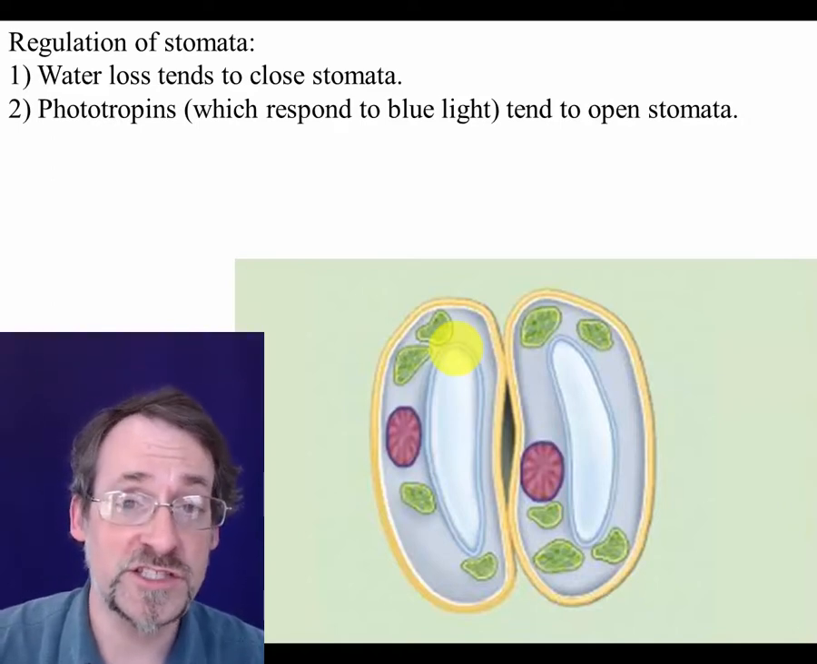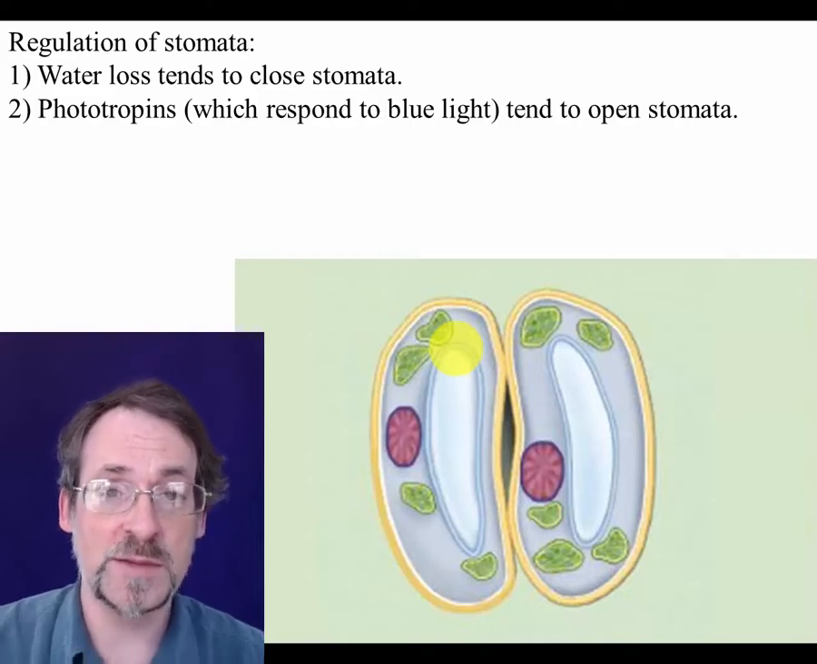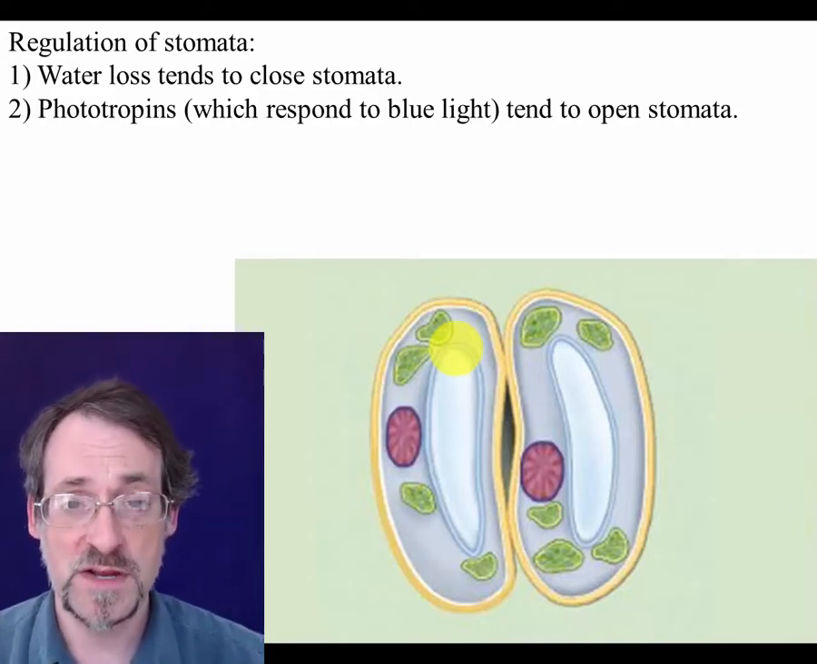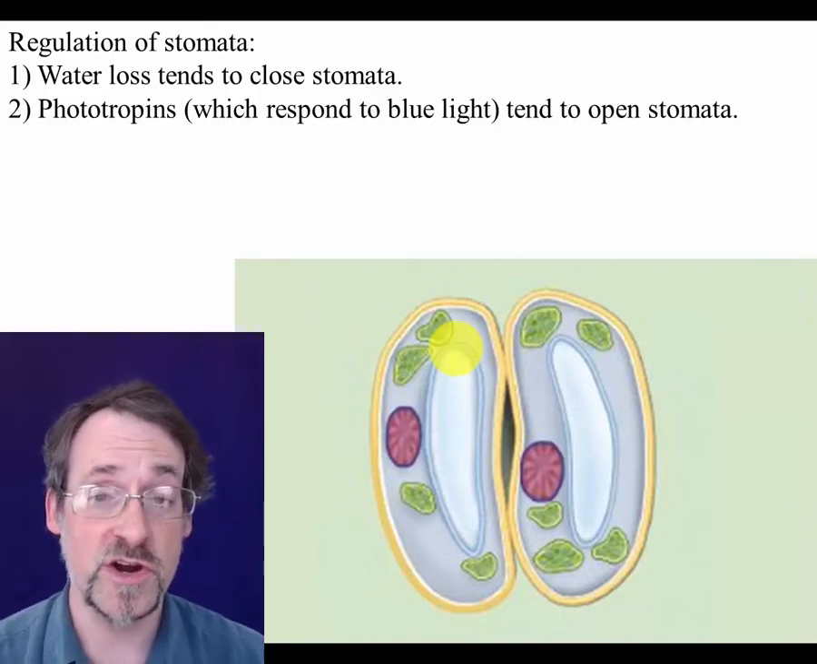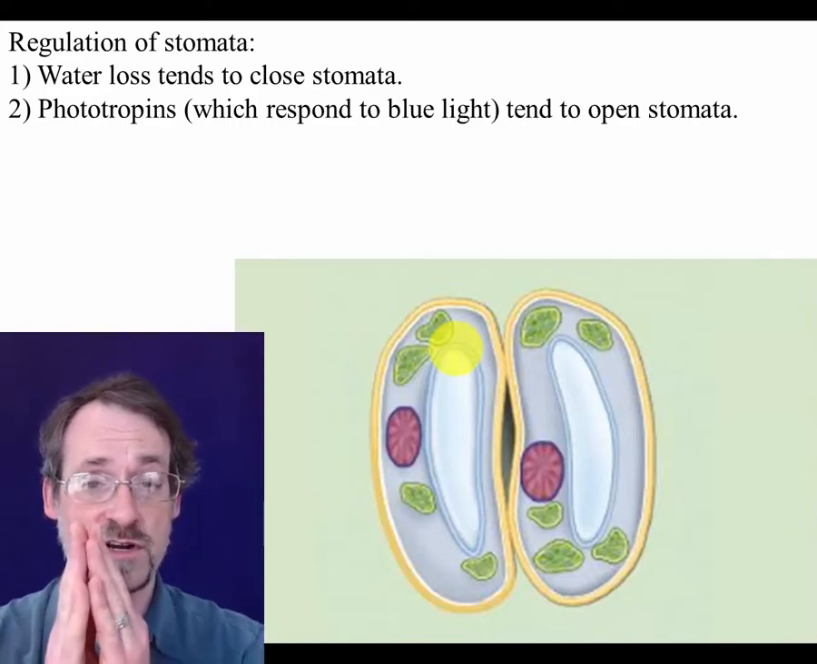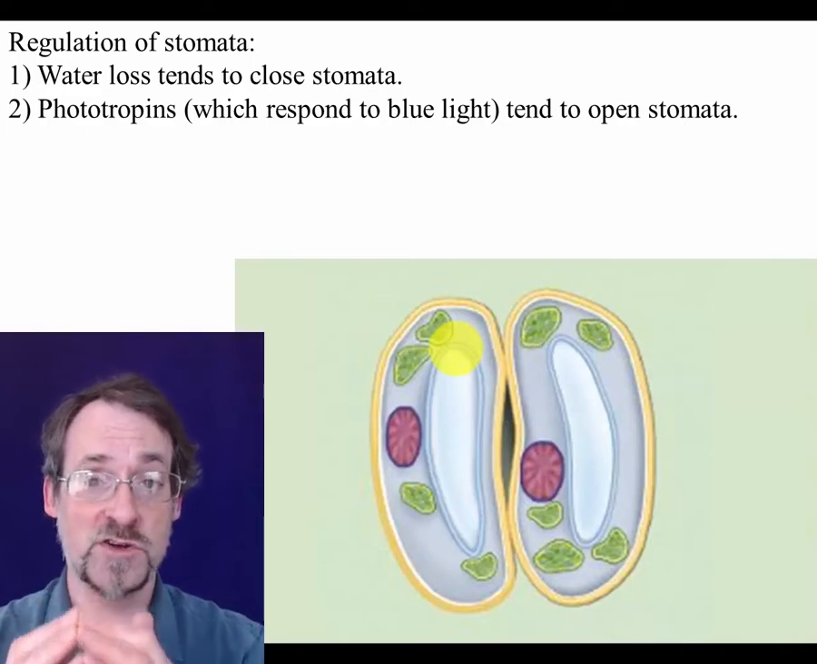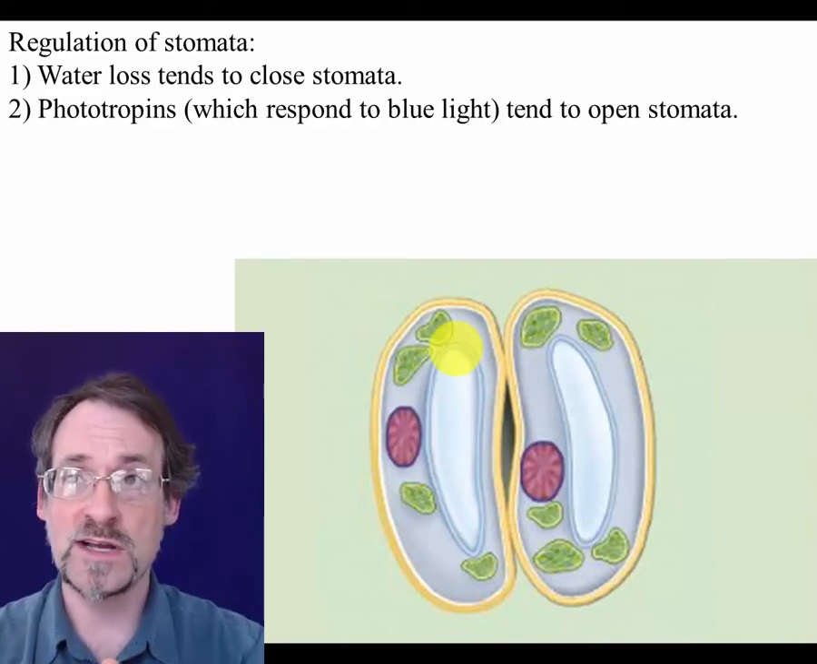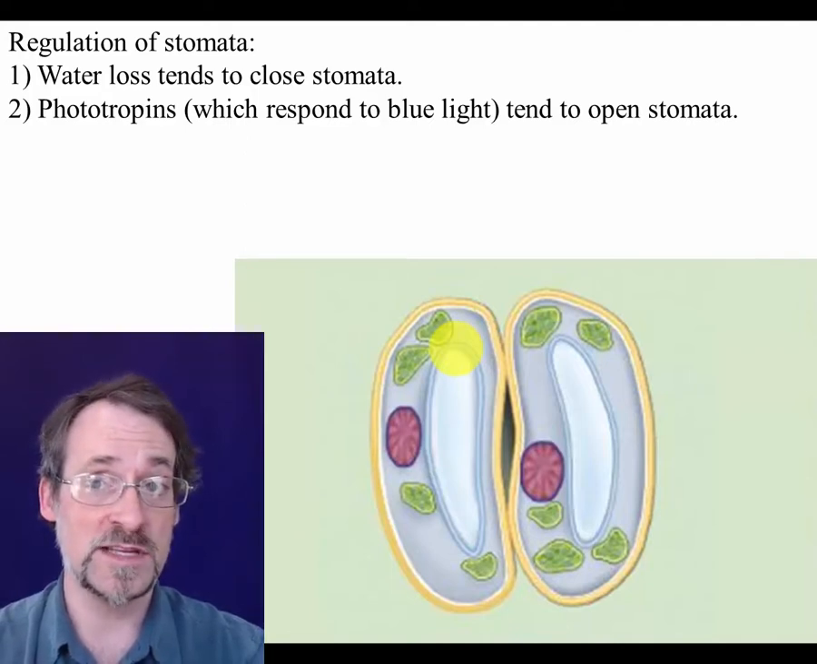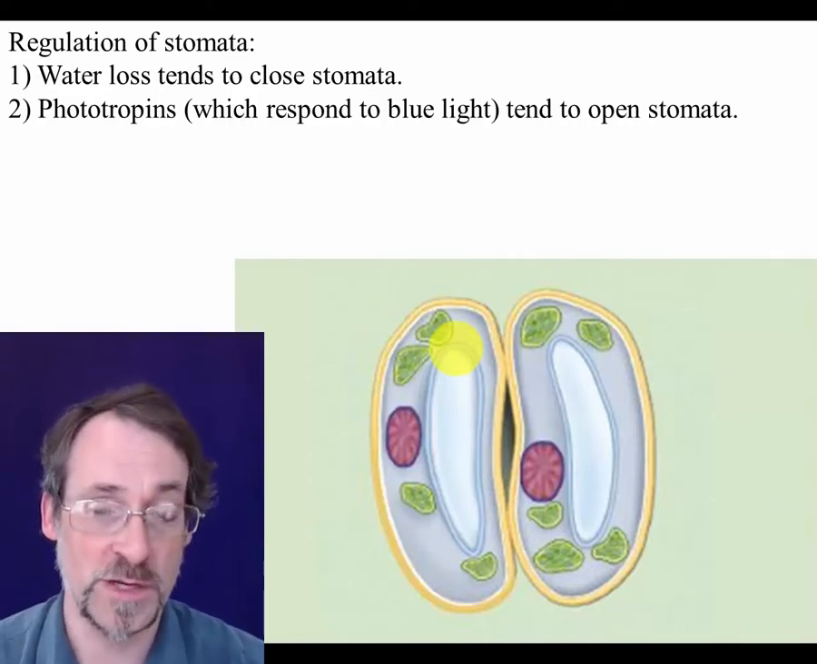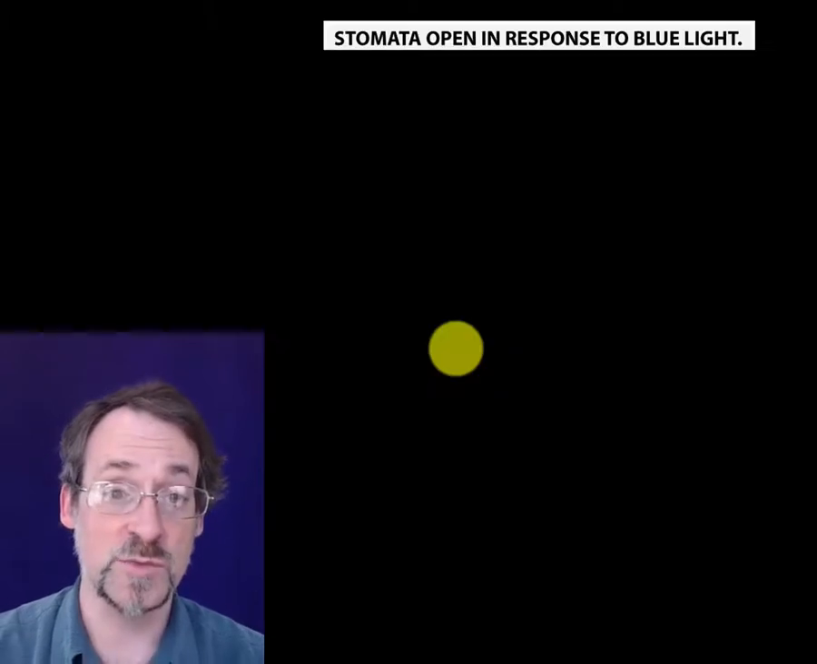When blue light shines on a leaf, it triggers proton pumps that move ions around in a way that pulls more water into those guard cells. And that causes the guard cells to inflate and open the stomata. So as long as a plant has enough water that it's not endangering itself basically due to water loss, the presence of light will cause the stomata to open up so that photosynthesis can move forward.